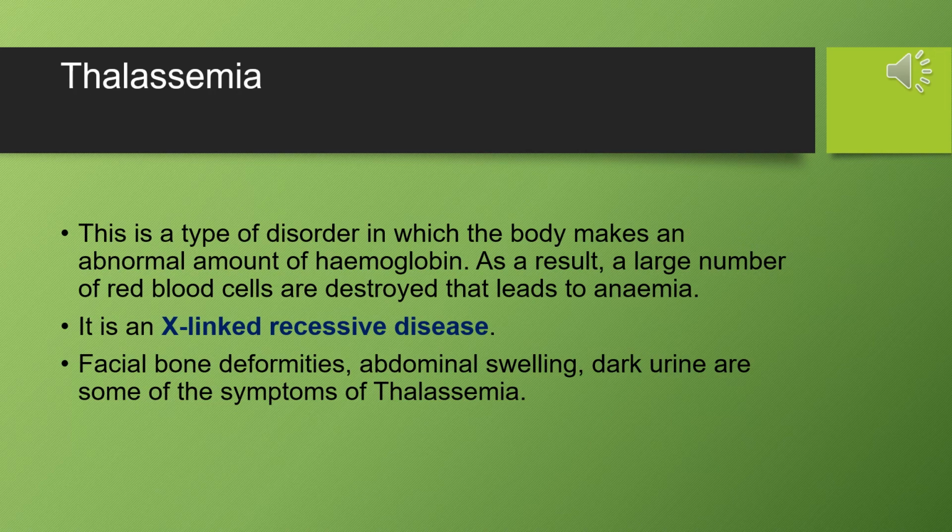Thalassemia. This is a type of disorder in which the body makes an abnormal amount of hemoglobin. As a result, a large number of red blood cells are destroyed that leads to anemia. It is an X-linked recessive disease. Facial bone deformities, abdominal swelling, dark urine are some of the symptoms of thalassemia.